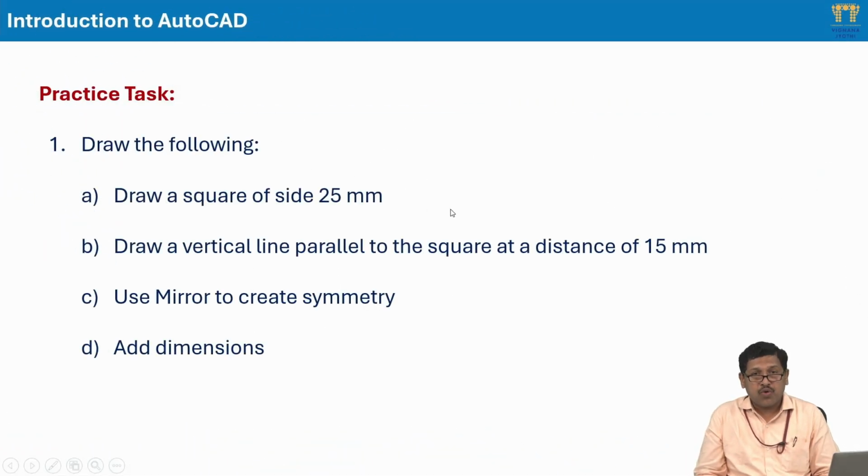Now to conclude, today we have learnt about the point command from the draw menu, then the arc command, then we have seen many of the important modify commands like move, copy, trim, extend, rotate, divide, and then we have seen how to dimension the shapes or the objects that we have created. Now I want you to practice these commands and complete this practice task, wherein you will have to draw a square of side 25 mm, then draw a vertical line parallel to it at a distance of 15 mm, use the mirror command to obtain the replica of it, and then finally dimension it.